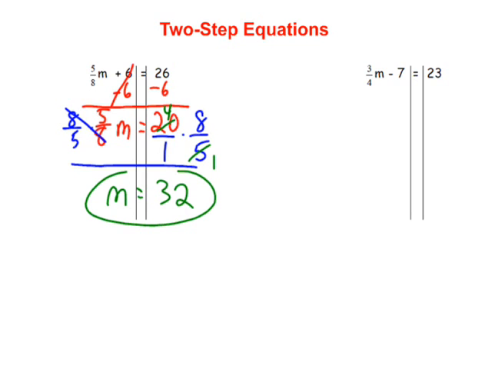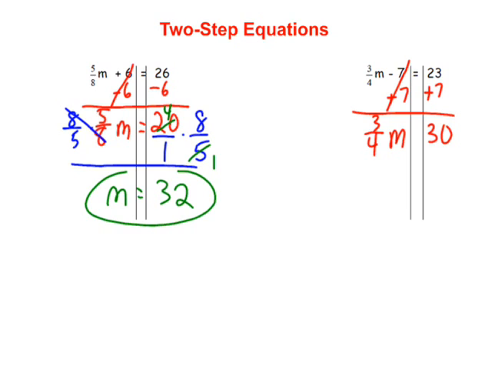Okay, let's do one more two-step equation. So the first thing we want to do is eliminate the constant. And the constant is -7. So I want to add 7. So that cancels out. I want to add 7 to the other side. And now we're left with a very simple one-step equation.